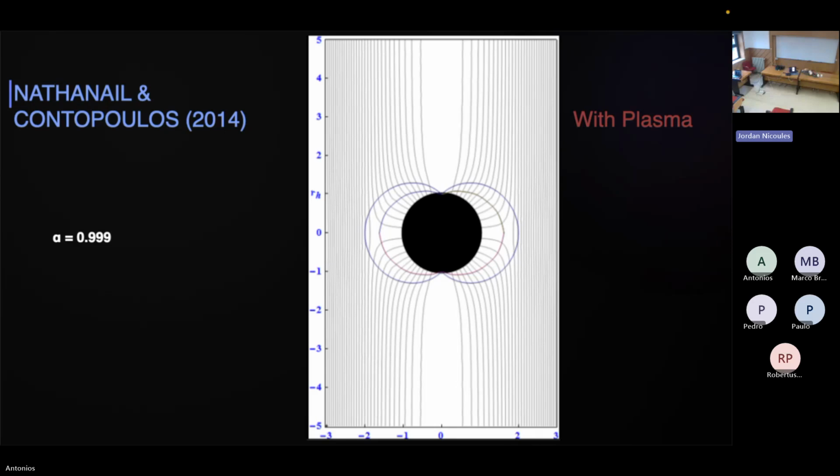Each field line that passes the inner light surface is producing an electric current, and all these field lines that go here are like this. So if I take this picture in 3D, outside I have a solution of magnetic field which is just vertical, and does not give you any energy. All field lines that come to the event horizon are twisted like this, and they have a Poynting flux.